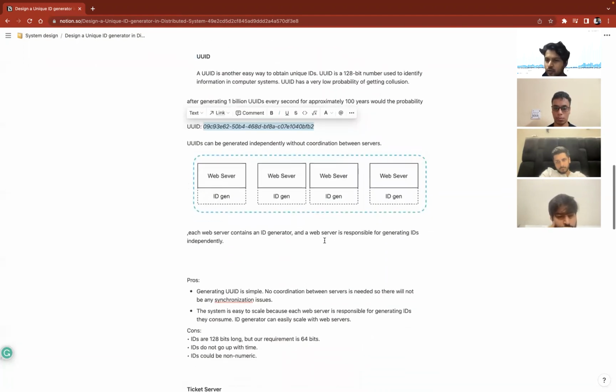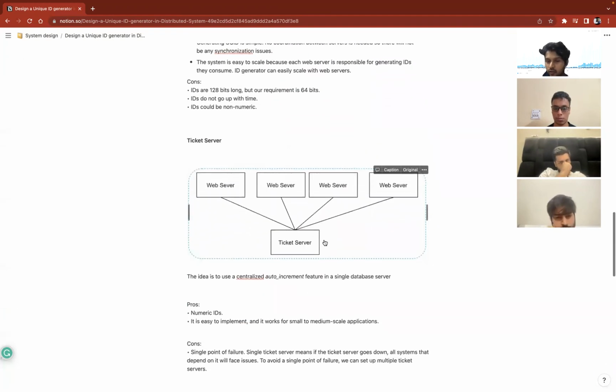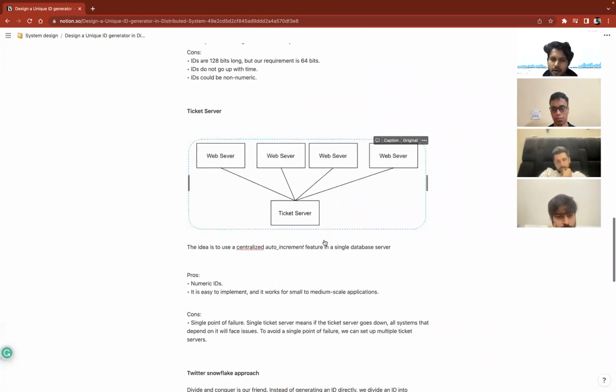Got it. Fair enough. So these are the two classic approaches that I believe you already knew. These are a couple of new ones for me also, so let's have a look at them. Ticket service is very simple. It's just one centralized server to create IDs. That's it. It's nothing new.